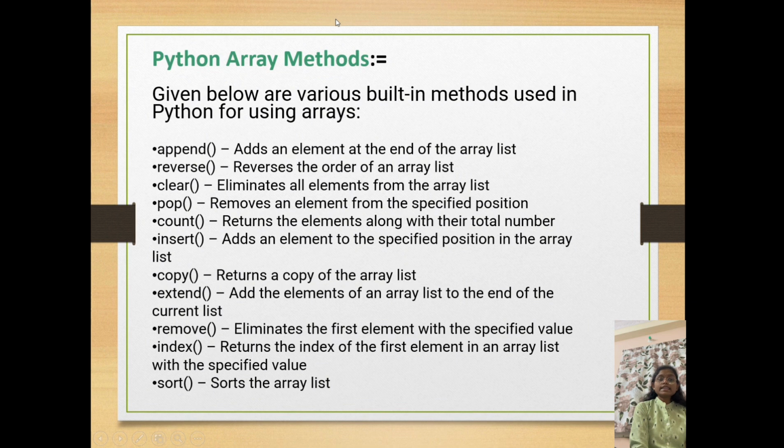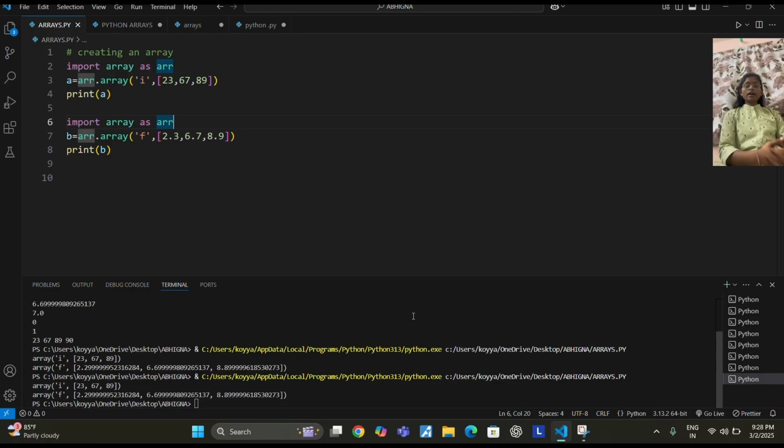Copy. Returns a copy of the array list. Extend. Adds the elements of an array list to the end of the current list. Remove. Eliminates the first element with the specified value. Index. Returns the index of the first element in an array list with a specified value. Sort. Sorts the array list. I am going to explain them in practical.